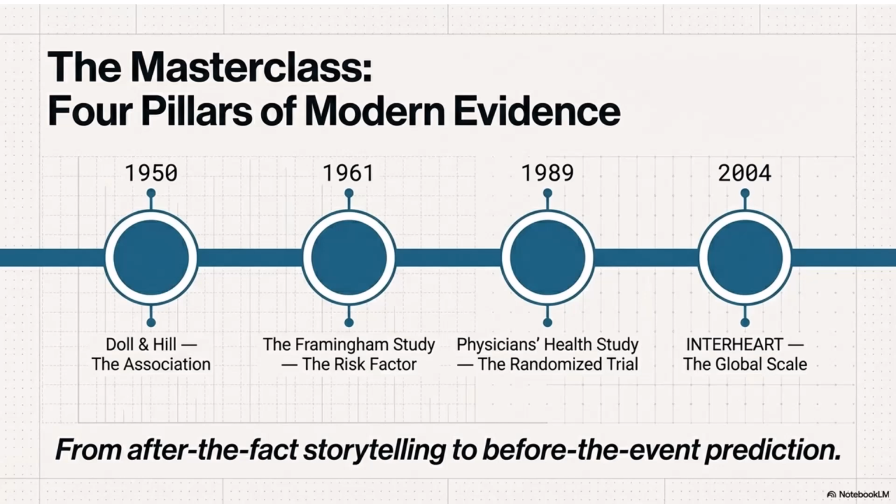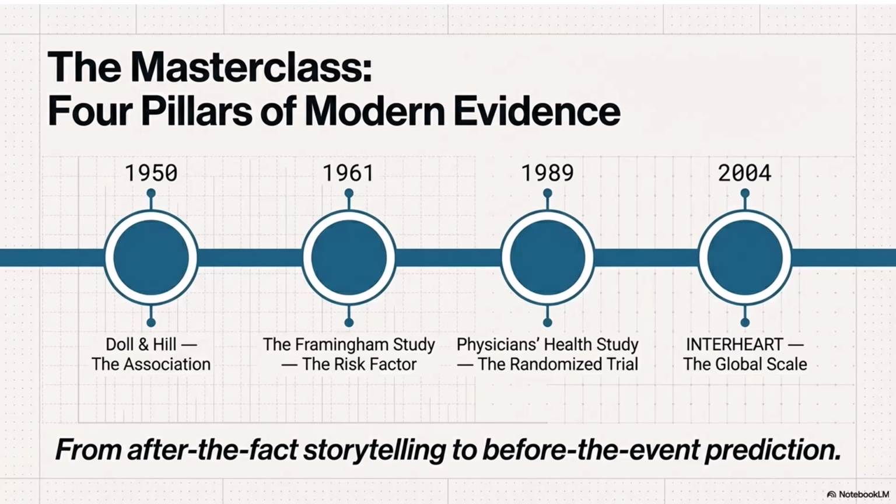So instead of asking only what happened to this patient, epidemiology asked, why are these patients getting sick in the first place? What patterns exist before the disease appears? Can we predict who is at risk? Can we intervene before a disaster happens? And do these patterns hold across the entire world?